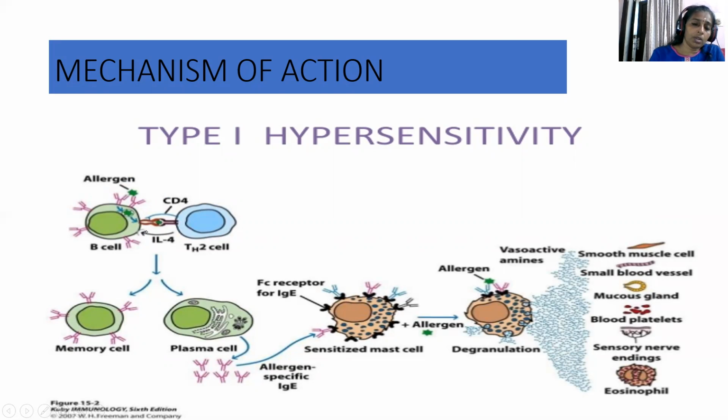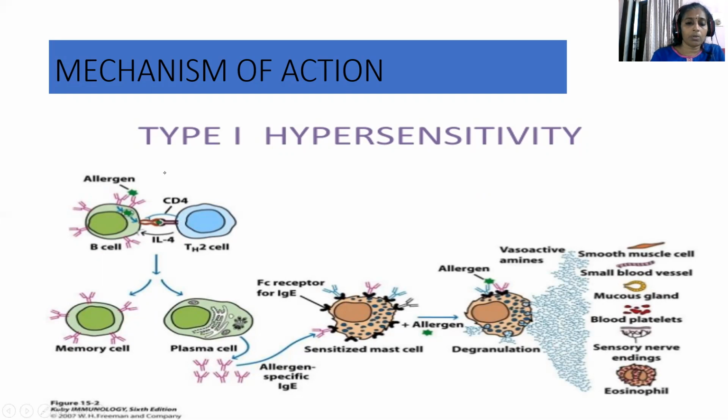So this IgE antibody, in turn, along with the CD4 Th2 cells, Th2 cells have a CD4 marker over here. Generally the T helper cells have CD4 markers and the TC cells have CD8 markers. So this T helper cell always has a CD4 marker on its surface. Along with interleukin 4 and other chemical mediators, there will be a reaction between B cells and T cells that results in the formation of memory cells and plasma cells.